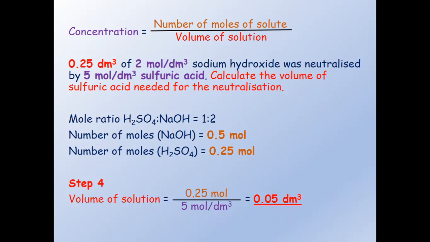Now, sometimes you might be asked to give your answer in cm³. To do this, you just need to remember that to get from dm³ to cm³, you need to multiply by 1000. So, we have to multiply the 0.05 by 1000, and this gives us 50 cm³.